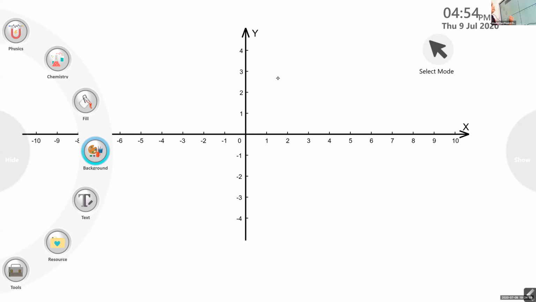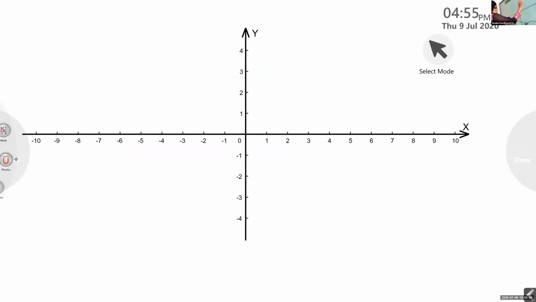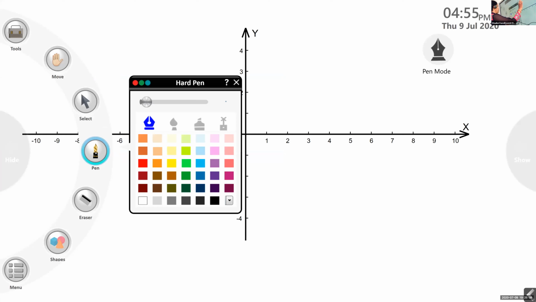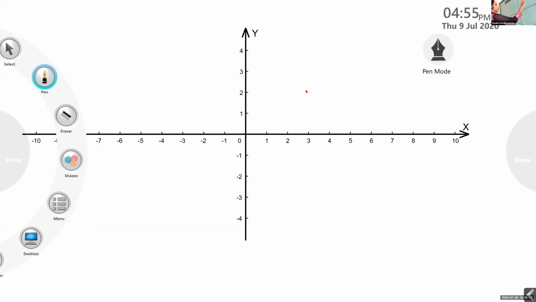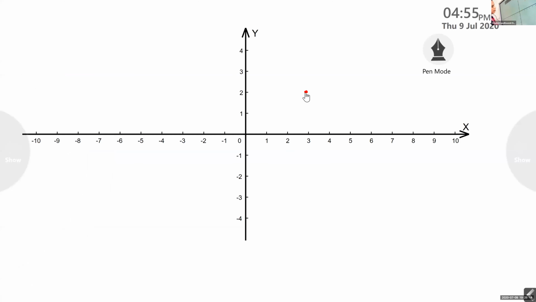Okay, children, listen. Suppose there is a point here. Can you locate this point? I'll draw it. Can you locate this point? Can you hear me? Yes, ma'am. (3, 2). The point is (3, 2).